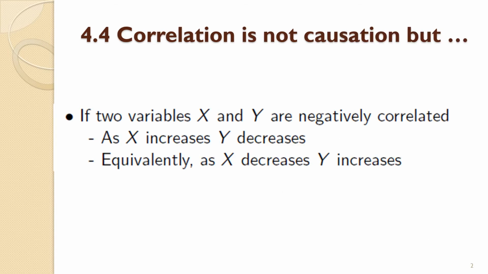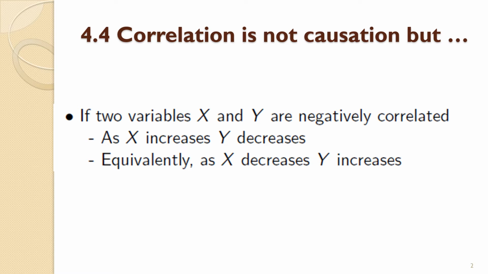So to be as precise as possible, correlation is not causation, but loosely speaking, if two variables x and y are negatively correlated, then as x increases, y decreases, equivalently as x decreases, y increases. The reason this idea might be important is that if you were trying to make the variable y as large as possible, this would indicate that you should make the variable x as small as possible. Equivalently, if you wanted to make y as small as possible, you should make x as large as possible. Okay, so this negative correlation is a restatement of basic principles that you'll hopefully have seen before in high school maths.